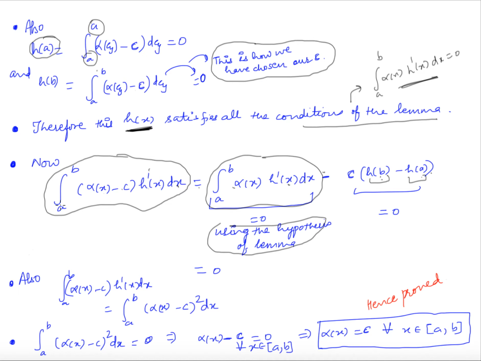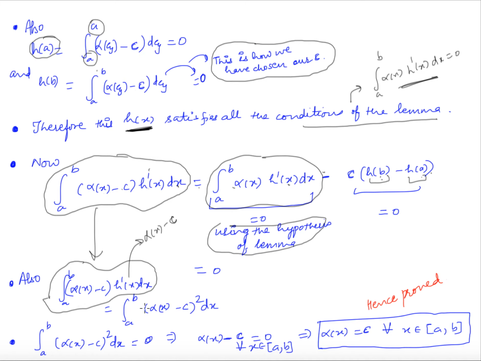Now there is another way to compute this integral. Again start with the same integral. You have computed the value of h dash x. What was the value of h dash x? We computed it in the last slide. This is alpha of x minus c. So this thing is actually the integral from a to b of alpha x minus c whole square dx, right?